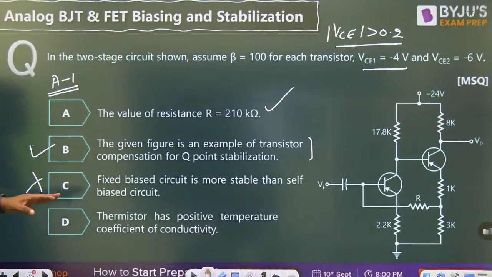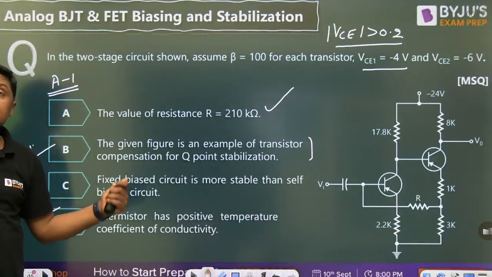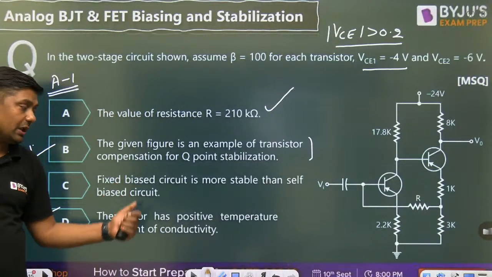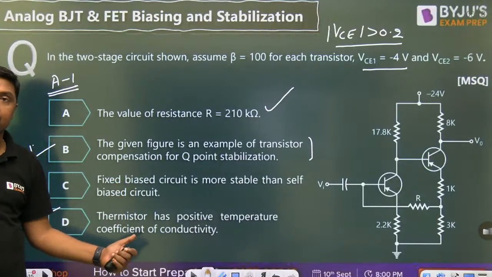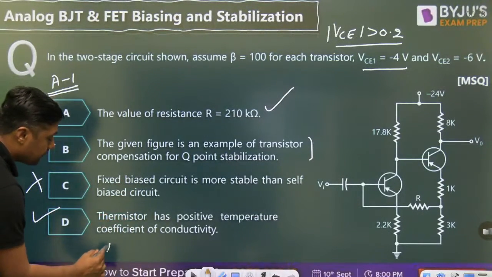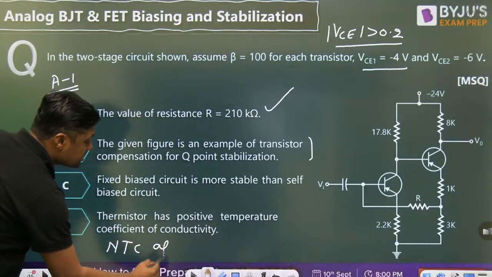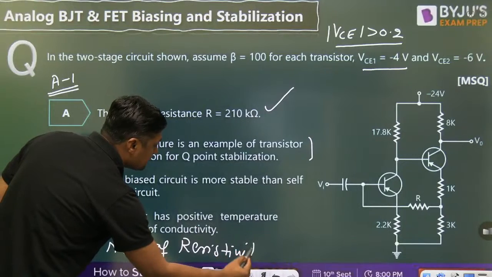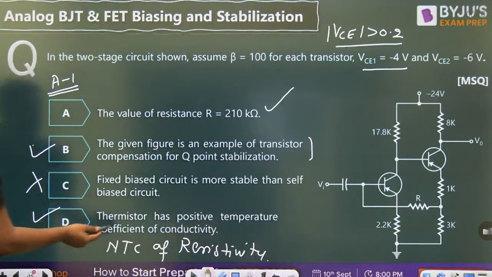Thermistor has a positive temperature coefficient of conductivity. That is right. Why? Because thermistor has a negative temperature coefficient of resistivity, which means it has a positive temperature coefficient of conductivity. Temperature increases, resistivity decreases. Temperature increases, conductivity increases. This is the right point.